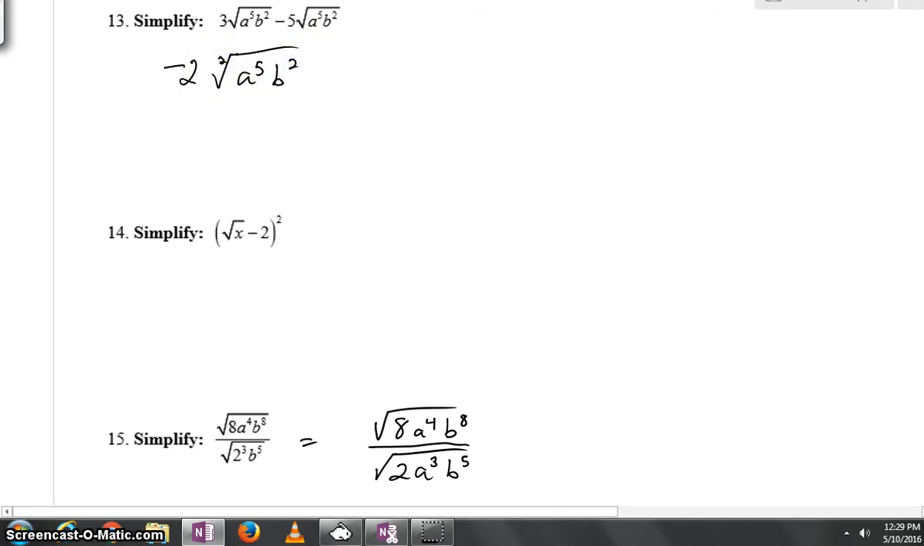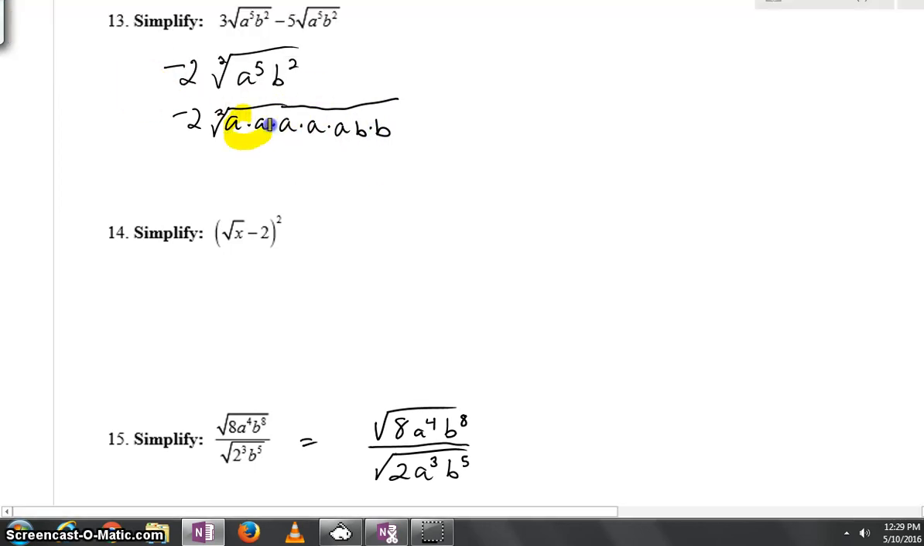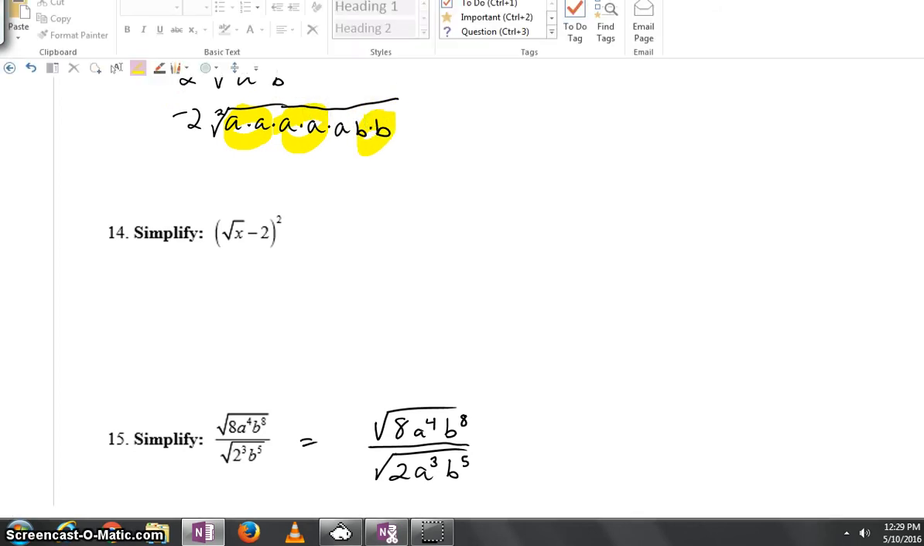But just remember that this is a square root. So we're looking for two of the same item. We've got 5 a's, and then we have 2 b's. And we're always going to look for two of the same type of items. So we've got 2 right here, we've got 2 a's, we've got 2 b's.